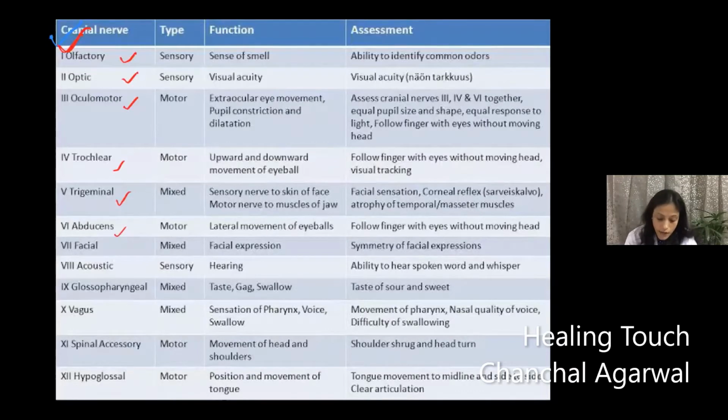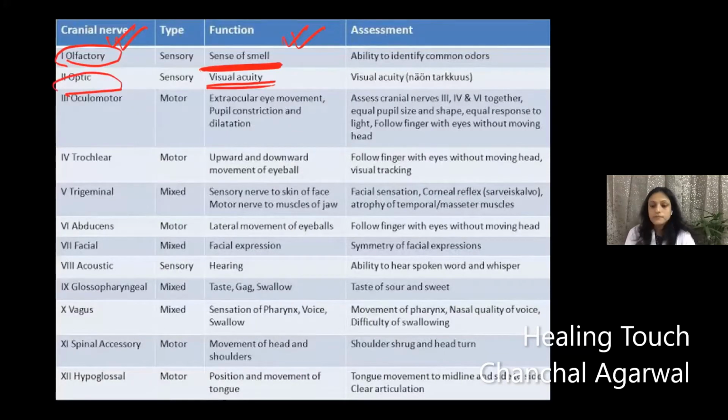But if you have this chart, then which column to use most? This column is important and this column is important. Both these columns are very important. What is the name of the nerve and what is it doing? This will help you in understanding which nerve is affected, what was its function, what function is hampered. So this is very important. Okay, so this is about cranial nerves and spinal nerves.